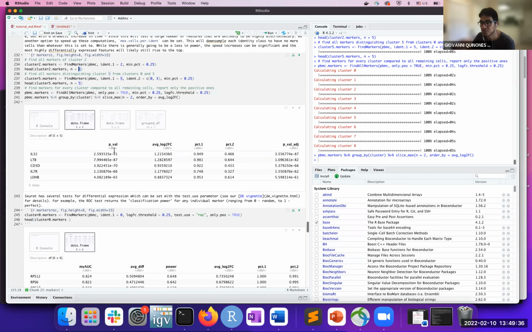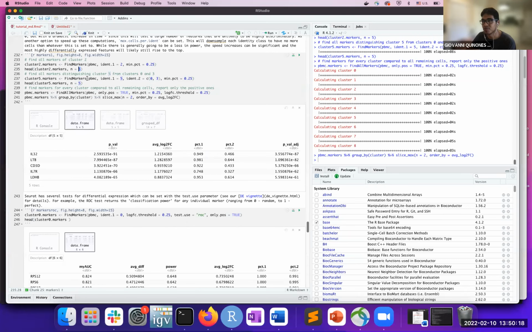So this table should be sorted based on the most significant genes first. In our case, the way we'll understand this is that for cluster number 2, the gene IL-32 is differentially expressed, meaning that we can identify cells in cluster number 2 based on their expression of this particular gene. And because the average log2 fold change is positive, this means that this gene is overly expressed in this particular cluster.